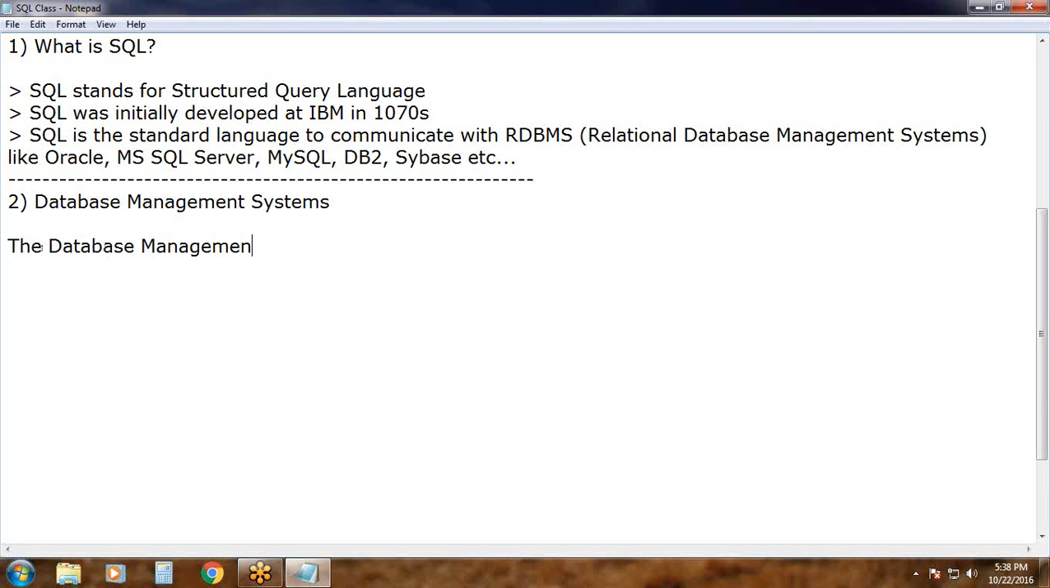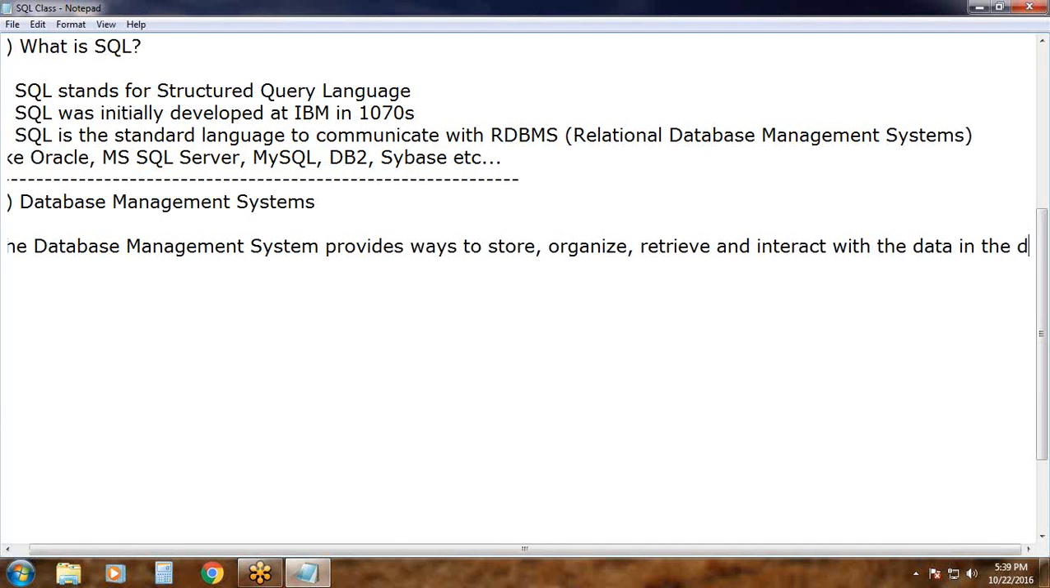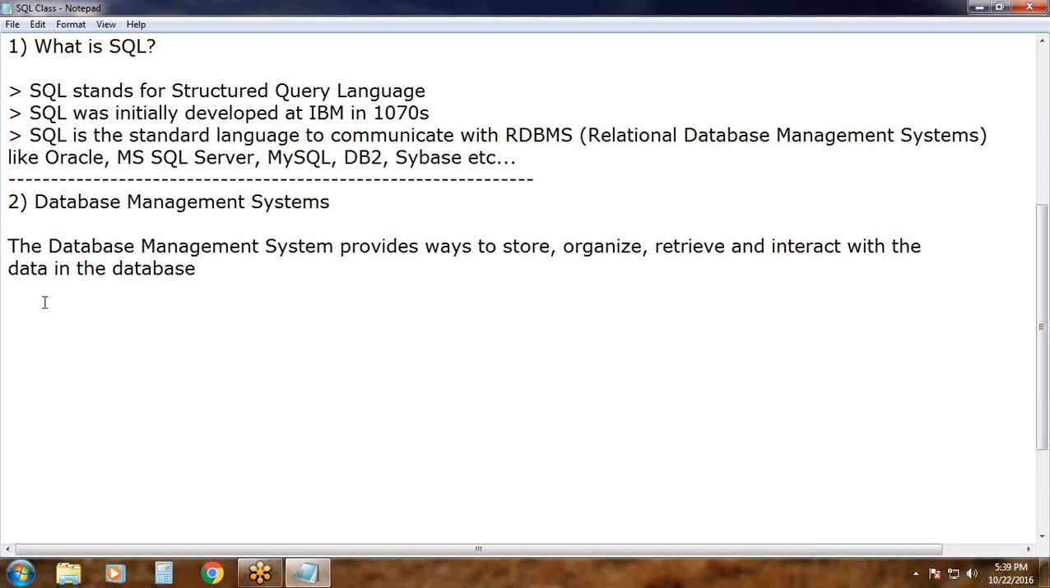See, the database management system provides ways to store, organize, retrieve, and interact with the data in the database. Database is different, database management system is different.